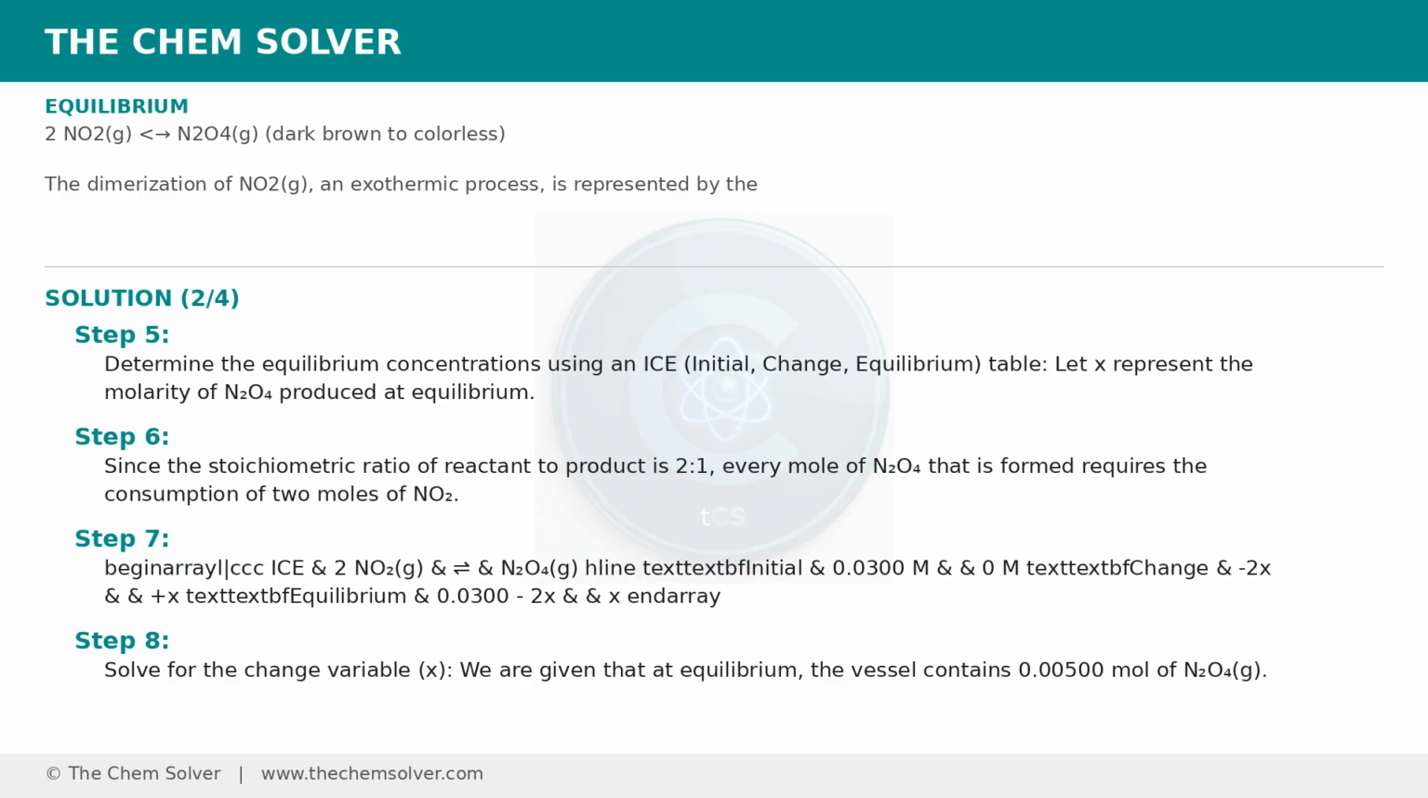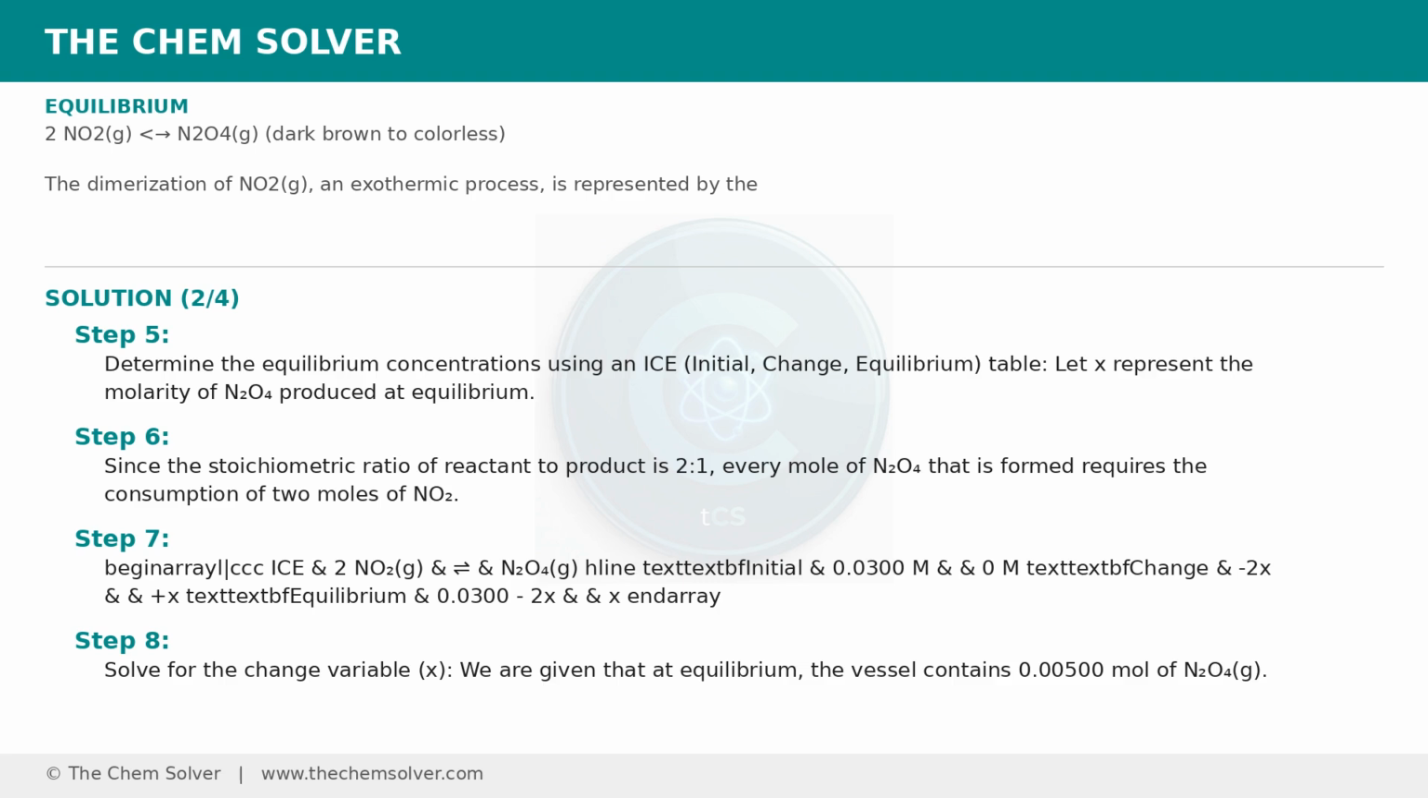Determine the equilibrium concentrations using an ICE (initial, change, equilibrium) table. Let X represent the molarity of N2O4 produced at equilibrium. Since the stoichiometric ratio of reactant to product is 2:1, every mole of N2O4 that is formed requires the consumption of 2 moles of NO2. In the ICE table, initial: NO2 is 0.0300 molar and N2O4 is 0 molar. Change: minus 2X and plus X. Equilibrium: 0.0300 minus 2X and X. Solve for the change variable X.